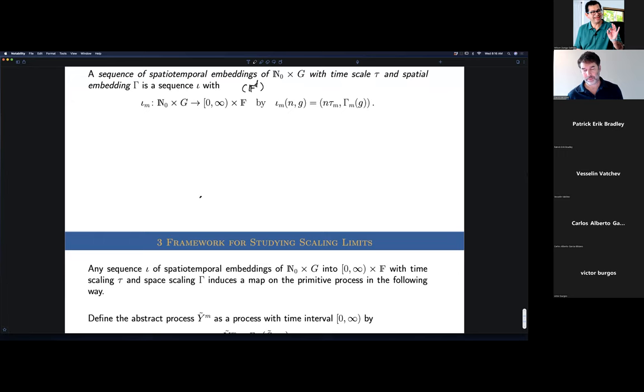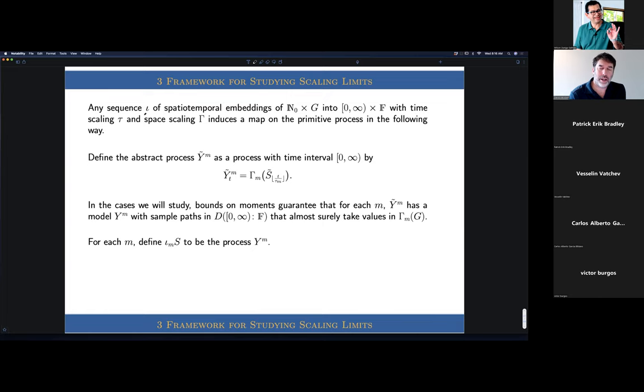So now any sequence of spatiotemporal embeddings of N naught cross G into 0 infinity cross F, with a time scaling tau and a space scaling gamma, introduces a map on the primitive processes in the following way. You define the abstract process Y tilde M as a process with time interval 0 infinity, and you curry variables to view it like this.